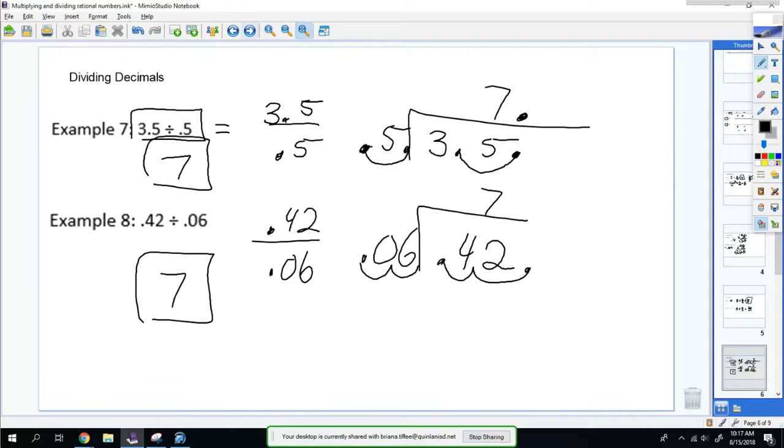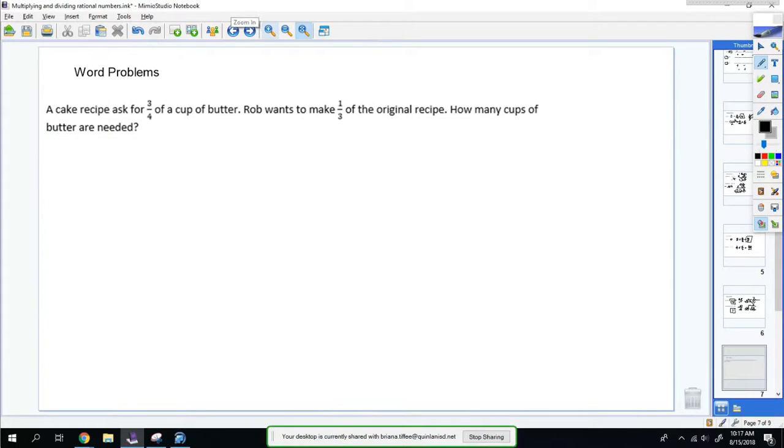Okay, let's try a word problem. A cake recipe asks for 3/4 of a cup of butter. Ron wants to make 1/3 of the original recipe. How many cups of butter are needed? Okay, take a second, do it by yourself. That word of is important.